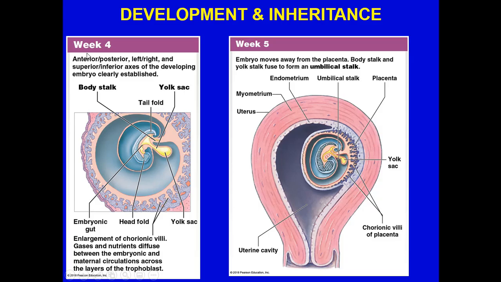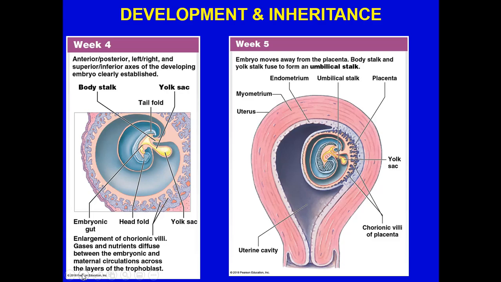Here you see at week four the various stalks: body stalk, yolk sac, head fold here, and now you've got the tail fold. This space in here is actually the embryonic gut. If we go to week five, the umbilical stalk is beginning to form right in through here, based in part on the yolk stalk. You will have the placenta forming very nicely here, and you have the chorionic villi here in the placenta.